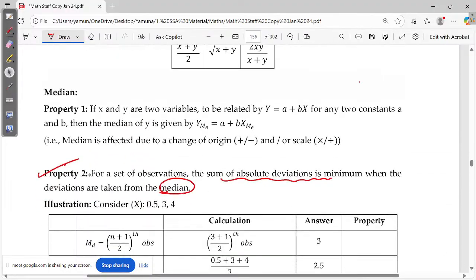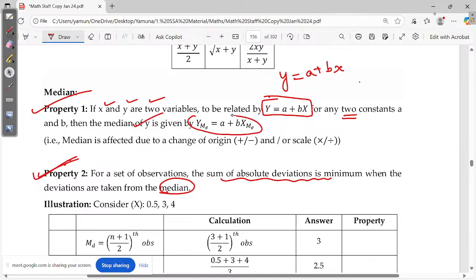What is the property of median? First property. If x and y are two variables related by y is equal to a plus bx, which means how you got this y value: you multiply x by b, then add a, for any two constants. Then the median of y is given by y is equal to a plus b median of x.